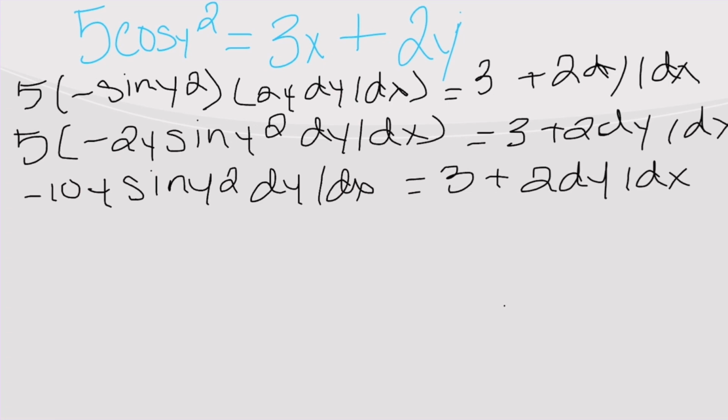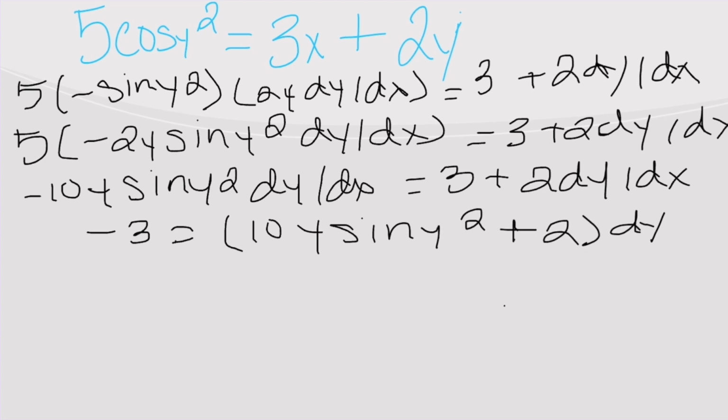And now, because at the moment my dy dx's are of different signs, with the plus 2 and the negative 10y sine y squared, I'm going to add the negative 10y sine y squared to the other side to make it both positive. And at the same time, I'm going to subtract the 3 to get dy dx on one side and now have the other side equal to 0. So now my new equation will be negative 3 is equal to dy dx times parentheses 10y sine y squared plus 2.